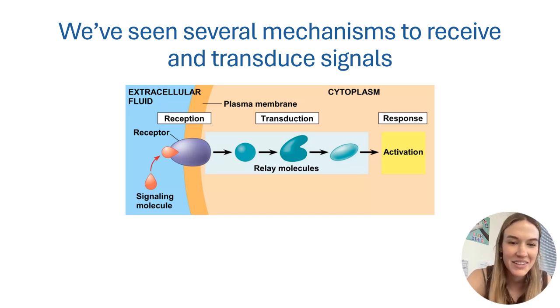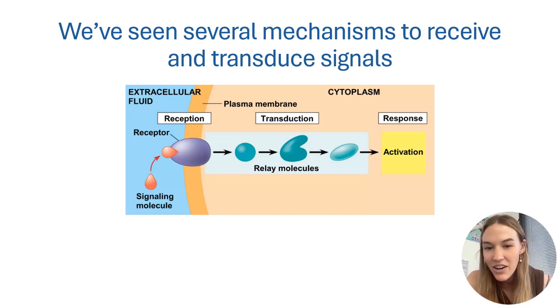We saw paracrine signaling, synaptic signaling, and endocrine signaling. Then we saw the ways that it can get transduced. So the type of reception could be GPCR, and then that could lead to a phosphorylation cascade. But then we haven't really talked about these responses that could happen. And now here it just says activation, but it could be something else.